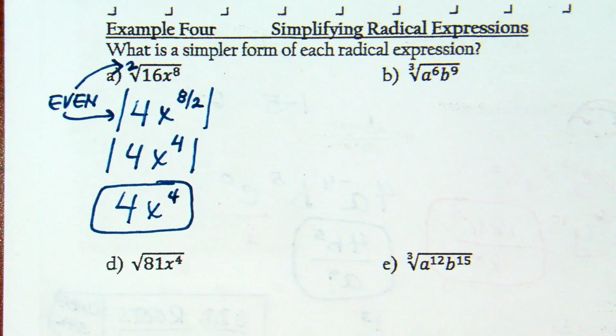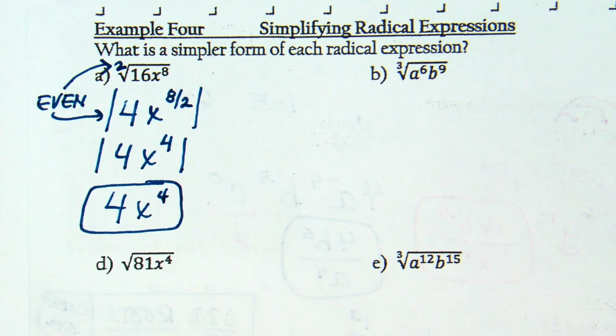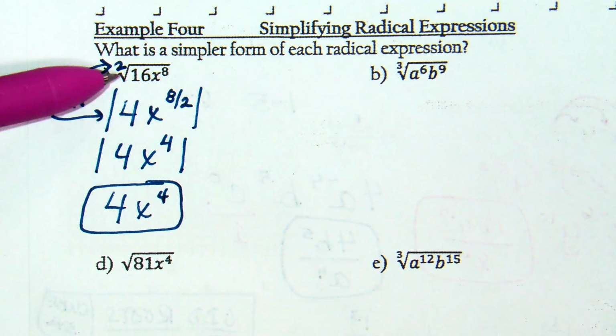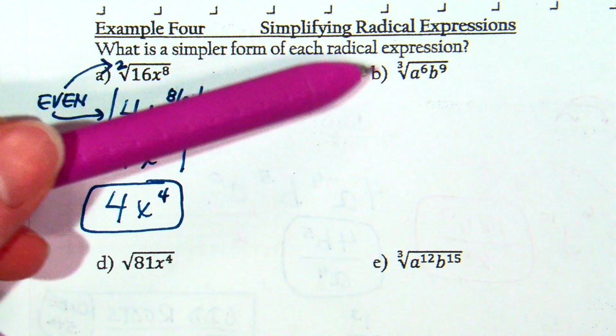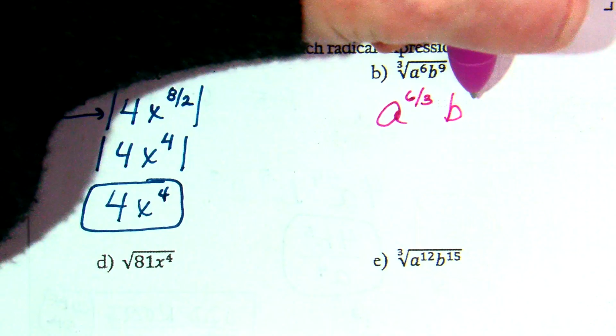Okay, let's try B. Don't think absolute value or anything right now. Just think, how do I do the cube root of a to the 6th, b to the 9th? So how did I do a square root? I took my power and divided by 2. How am I going to do a cube root? Take my powers and divide by 3. So the cube root of a to the 6th means I'm going to do 6 divided by 3. The cube root of b to the 9th means I'm going to do 9 divided by 3.